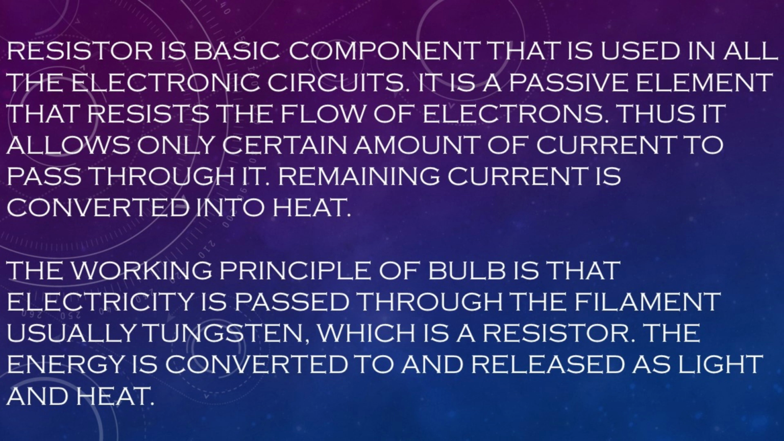The working principle of a bulb is that electricity is passed through the filament, usually tungsten, which is a resistor. The energy is converted to and released as light and heat.